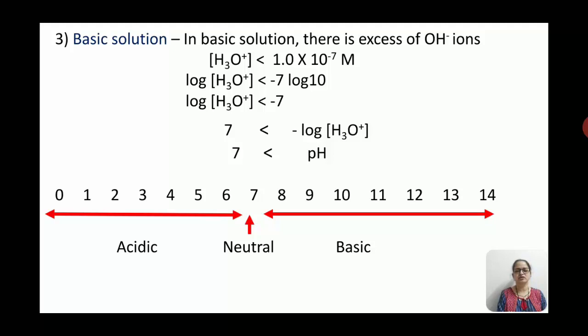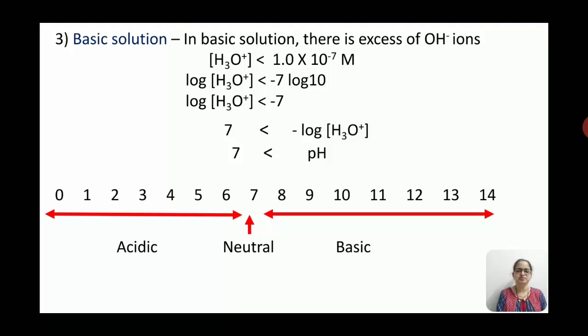Suppose, for example, there are two solutions. The pH of first solution is 6 and the pH of other solution is 2. How will you compare the acidity of the two solutions? Of course, both the solutions are having pH less than 7, both are acidic. But which one is more acidic? The solution which is having pH 2 will be more acidic as compared to the solution which is having pH 6.